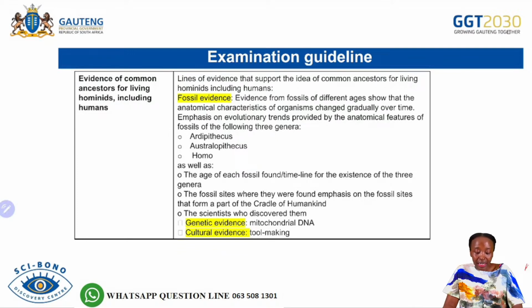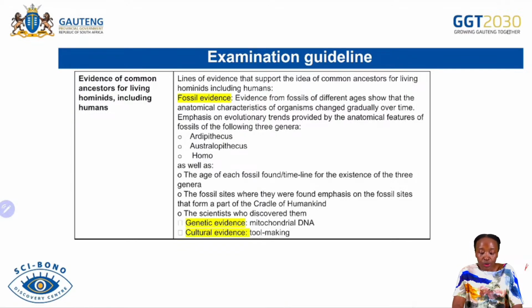On the exam guideline, what we need to know is the lines of evidence that support the idea of common ancestors of living hominids, including humans. So we're going to look into fossil evidence, genetic evidence, and cultural evidence. When we look into fossil evidence, we look into the three genera. Vedika did explain the difference between a genus and the species name. So the three genera that we are going to look into are Ardipithecus, Australopithecus, and the Homo genera.